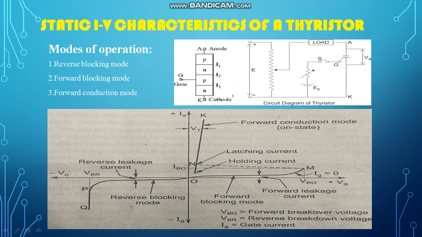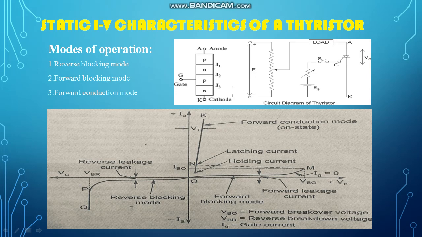What is reverse blocking mode? See, this is the IV characteristic or switching characteristic. This is I, this is V. First quadrant, second quadrant, third quadrant, fourth quadrant. In the fourth quadrant, generally anode should be positive, cathode should be negative, and a gate pulse should be given, then it will conduct. But if anode is negative and cathode is positive, then what will happen?